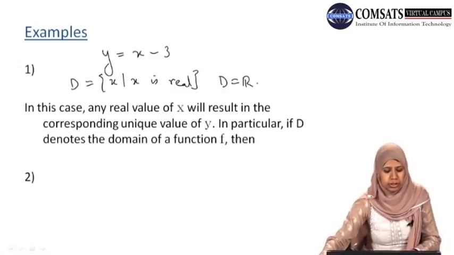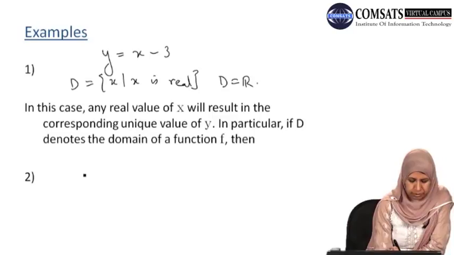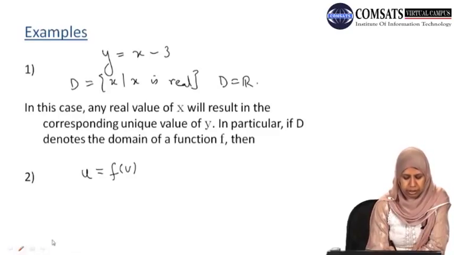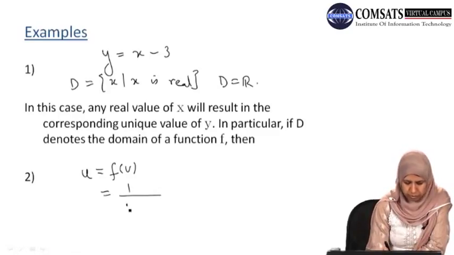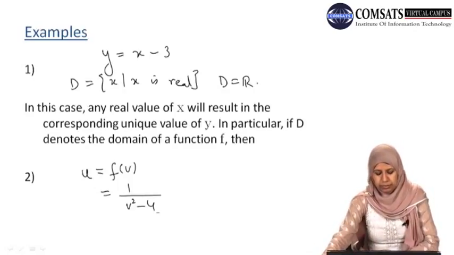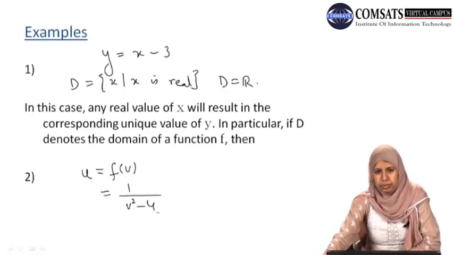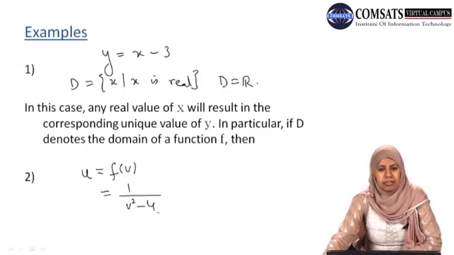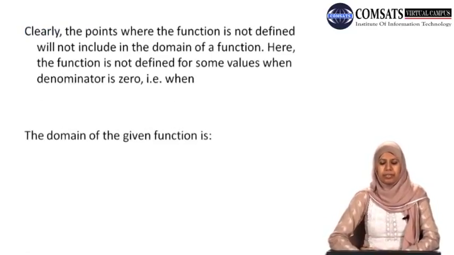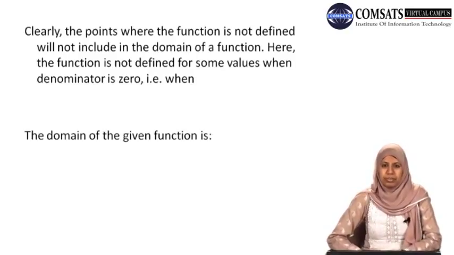Okay, one more example. We have u = f(v), where v is the set of inputs and u is the set of outputs, defined by 1/(v² - 4). So this is our rule. Now we want to find our domain, that is, the possible values of v which give us the real value of u after the rule f. Clearly, the points where the function is not defined, where we have some undefined form, will not be a part of the domain of the function.